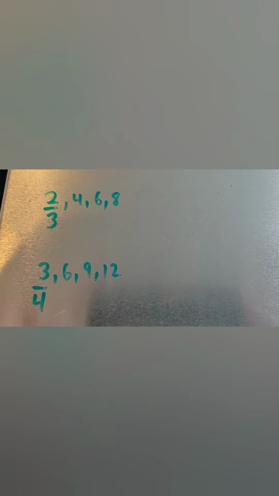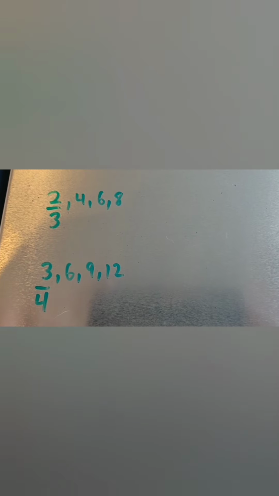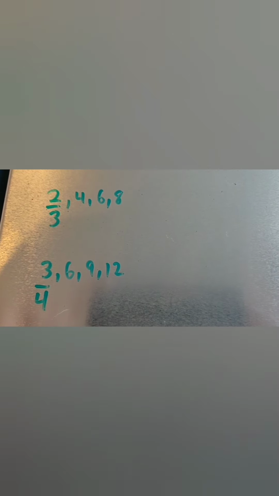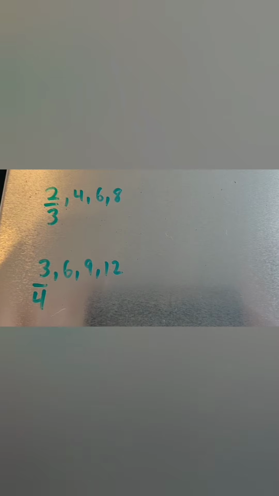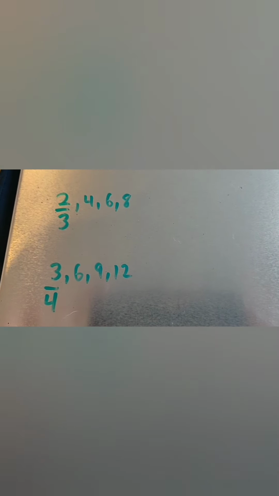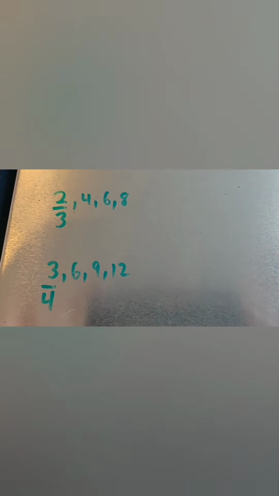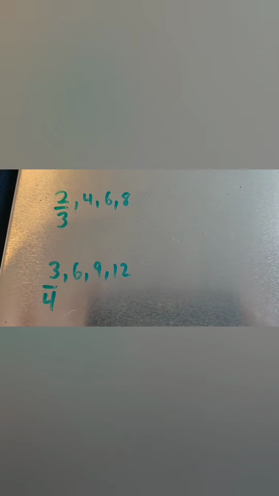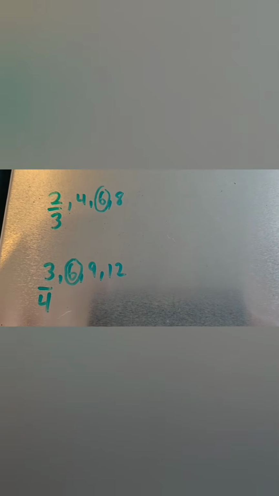And look at the numbers that we skip counted and see if you can find a number that's in common. Let me say this a different way. When we skip counted the numerators of both fractions, we skip counted to 6, and that's a number that's in common with both fractions. So I'm going to circle that common numerator, that 6.